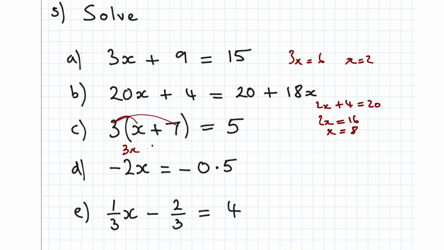On question 3, expand your brackets first. 3x plus 21 equals 5. Take 21 from both sides to give you 3x equals minus 16. Divide both sides by 3. You'll end up with minus 16 over 3, and you can leave the answer like that.